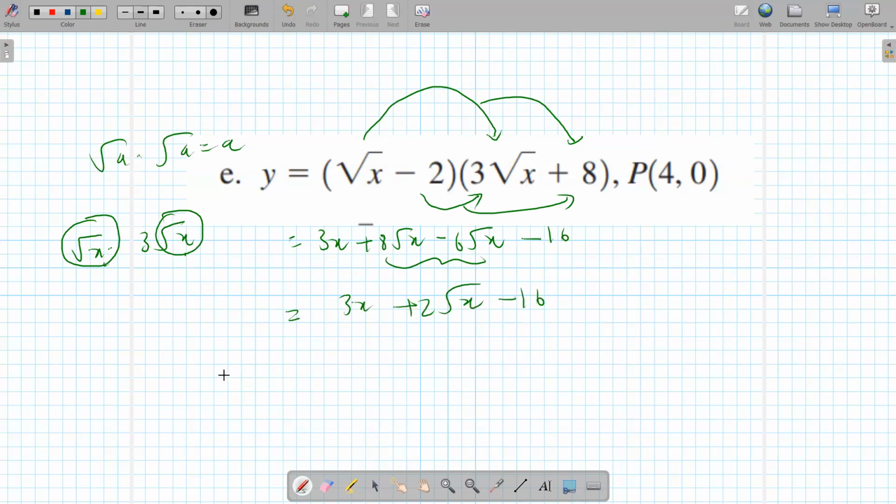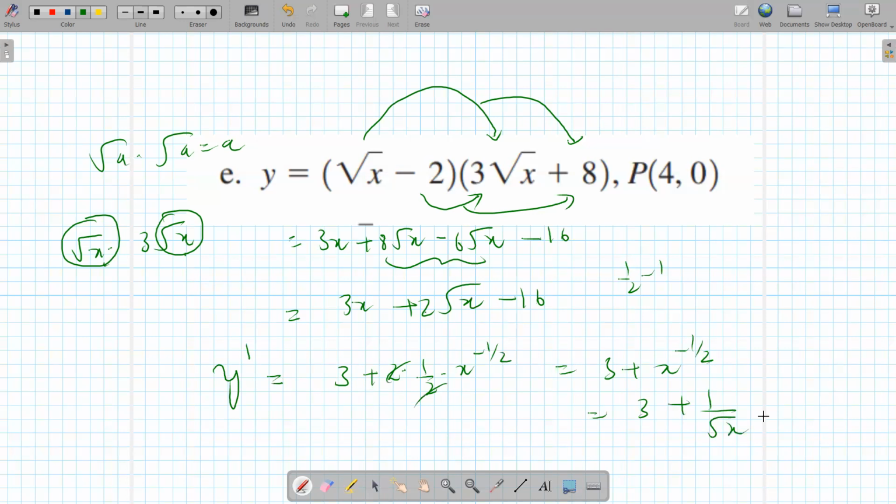This so far is only y. Now we're going to find y prime. If you find y prime, 3x, the x is going to drop. 16 is just going to disappear. Then from here we get 2 times 1 over 2 times x to the power of half minus 1, which is negative half, like that. So you get 3 plus x to the power negative half. If you throw that in the denominator, you get 3 plus 1 over root x, like that.